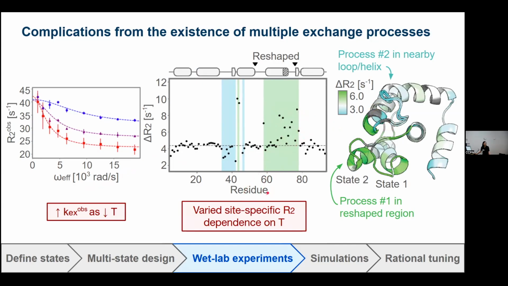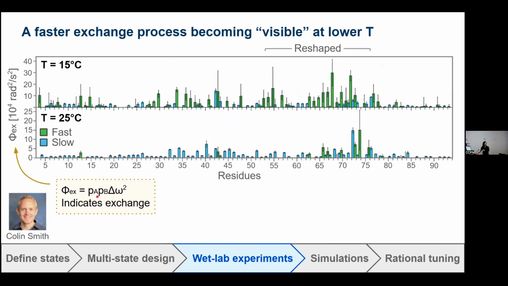And so this suggested to us that there were probably multiple exchange processes happening on different time scales. And that could potentially explain this counterintuitive dependency between the exchange rate and temperature, where we might have a faster process that's becoming visible as we lower the temperature, as it slows down to fall more within the sensitivity range of our experiment. And so to try and test that hypothesis, we collaborated with Colin Smith, who is a lab alum as well, now a professor at Wesleyan.